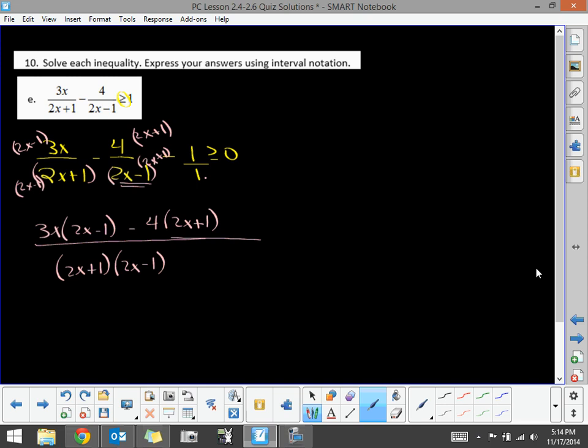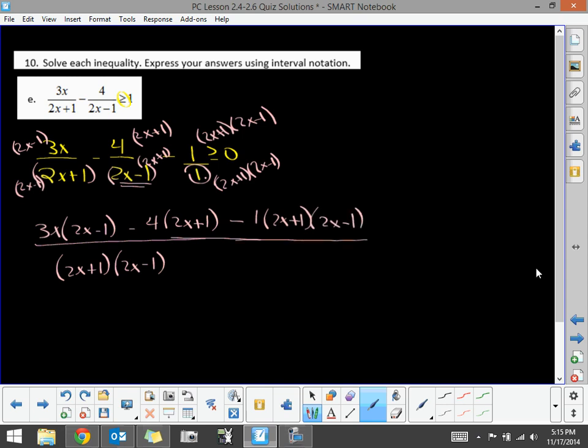And then finally, on the 1, I'd have to multiply both top and bottom by 2x plus 1. That's terrible writing, but I'm going to multiply both of them by 2x plus 1 and 2x minus 1, both top and bottom. So, in this last one, it's minus 1 times 2x plus 1 times 2x minus 1. That's all over our least common denominator, and it has to be greater than or equal to 0.